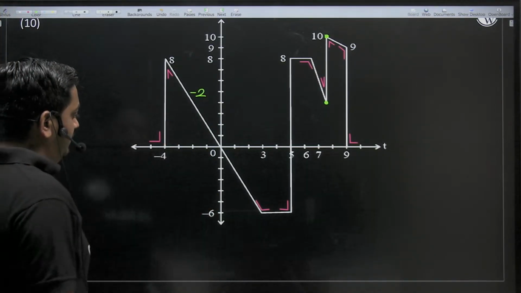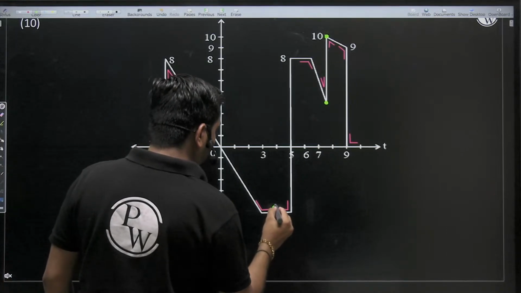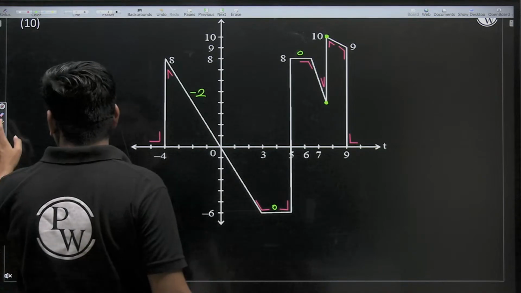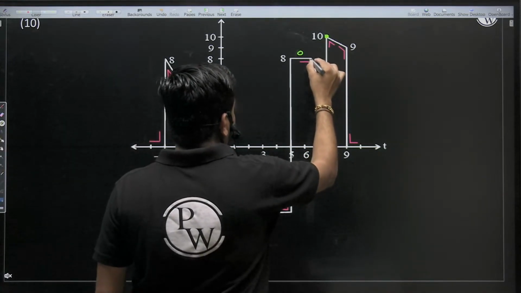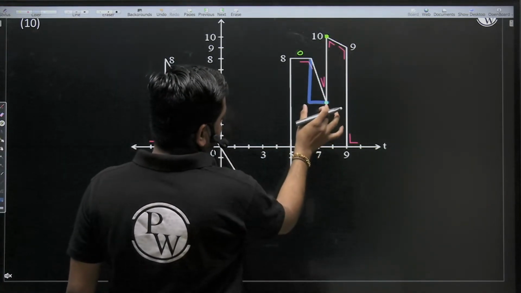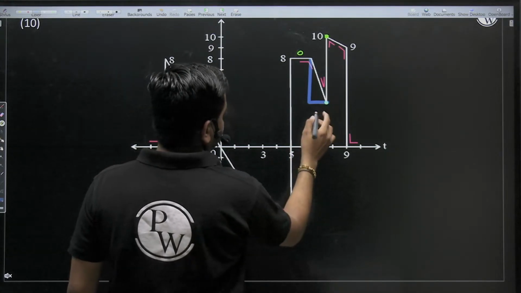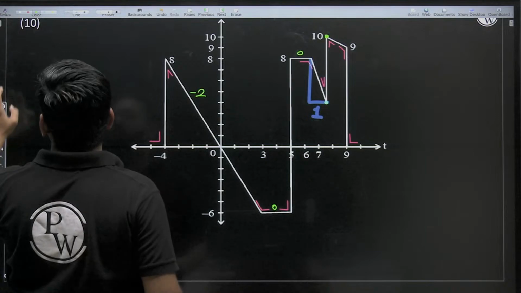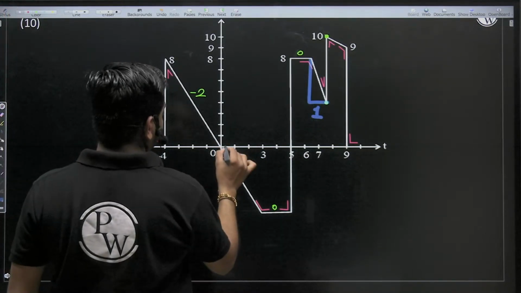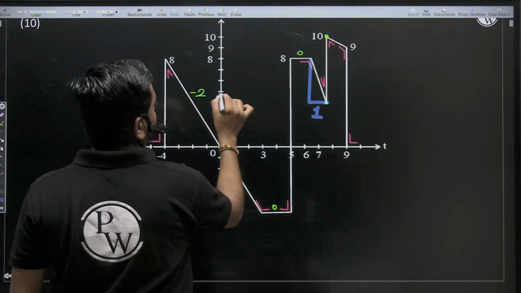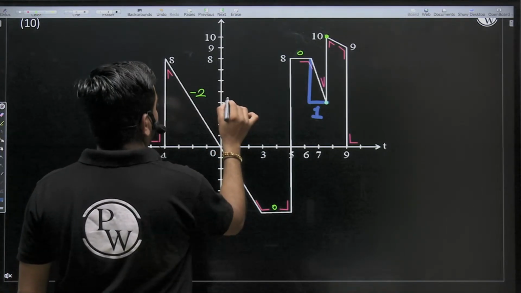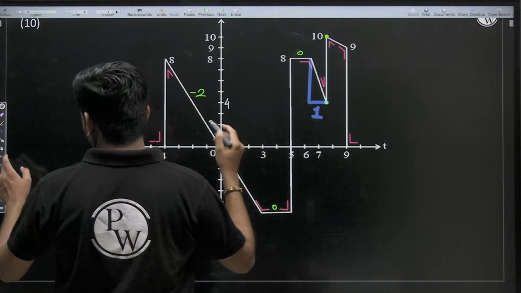Correct? Now here the slope value is 0. Now let us calculate the value of the slope for this one. So dy by dx. Here dx is between 6 and 7. This is 6, this is 7, so dx is 1. What is the value of dy? You can see this is 0, 1, 2, 3, 4. Here this is 4. This is dy.